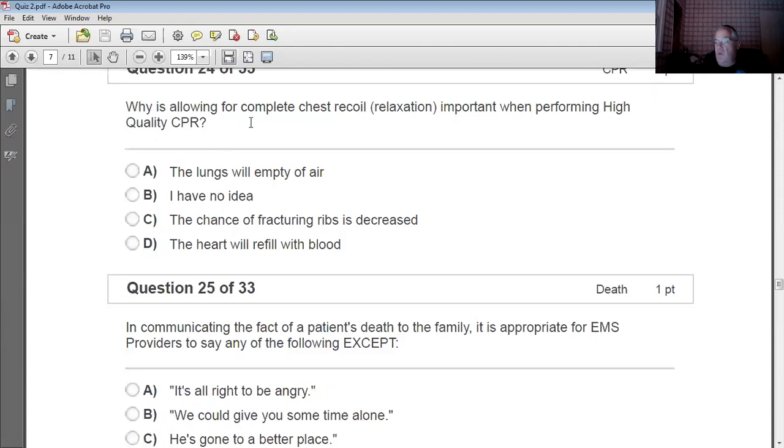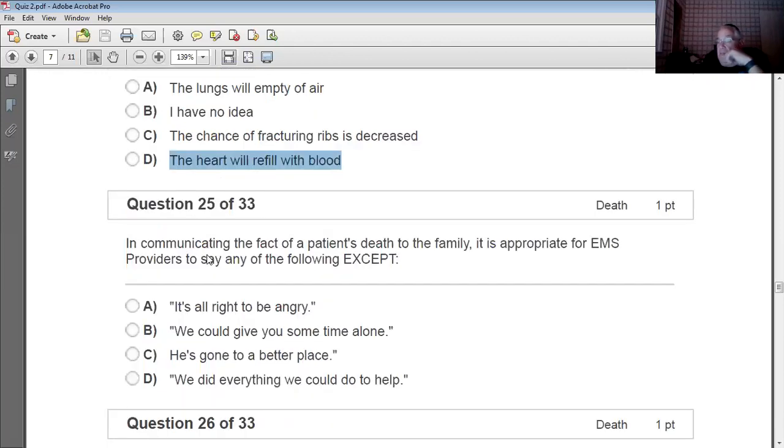Why is allowing for complete chest recoil, relaxation, recoil and relaxation mean the same, important when performing high quality CPR? Okay, so the answer there is that the heart will refill with blood on the upstroke of CPR. And it's all, again, pressure changes, just like breathing is pressure changes inside your chest, so is CPR. And when your chest is coming back up, when the sternum is coming back up, when you're relaxing on the upstroke of CPR, you're creating negative pressure in the chest and it's drawing blood back into the heart.